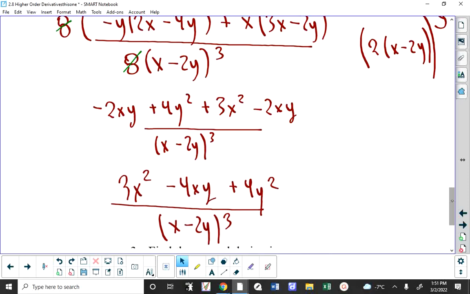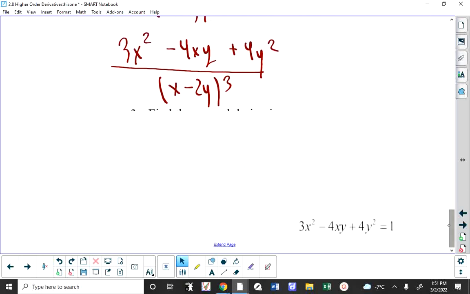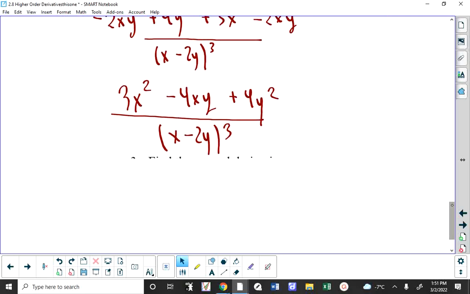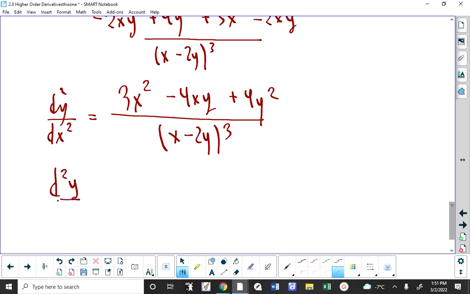And I'm going to pause there. Any questions with that final step? Okay. Now a little bit of a puzzle for you. The actual answer to this question is not what we have written. And believe me, it took me a while to come up with one that would work this way. It's actually 1 over x minus 2y cubed.